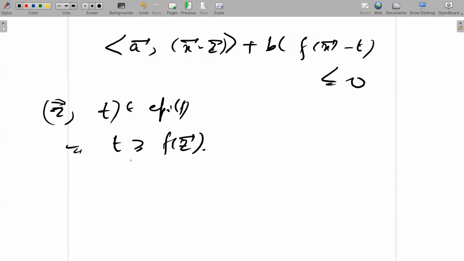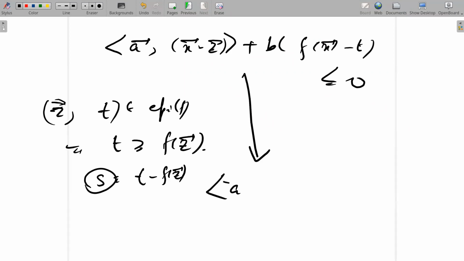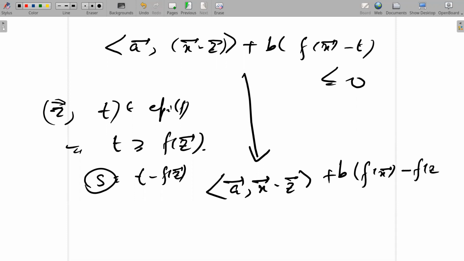So what we will do is define S as T minus f(Z). We're defining a dummy variable. So this equation now looks like A dot X minus Z, plus B times f(X) minus f(Z). So we are replacing this. T is equal to S plus f(Z), right? So minus S. So this is bigger than or equal to 0. We have replaced T with this dummy variable.